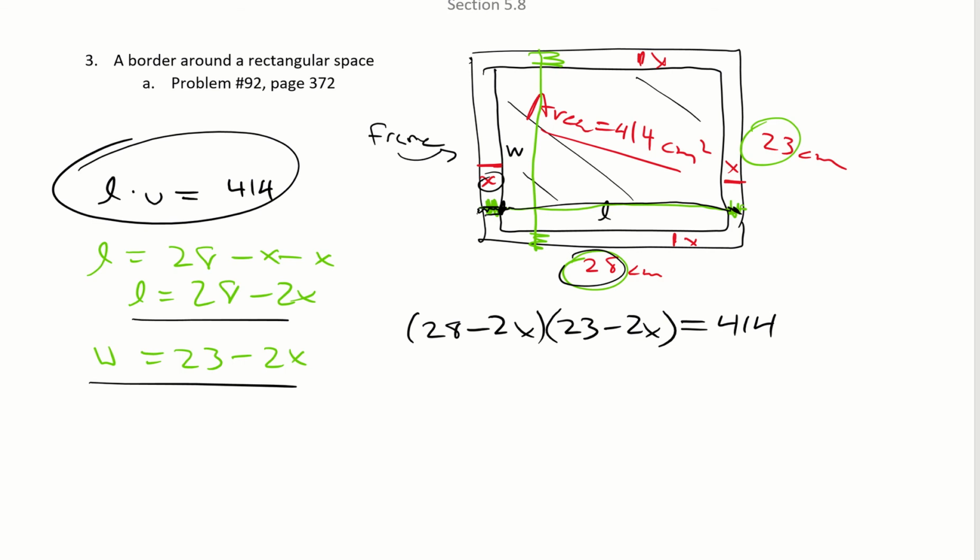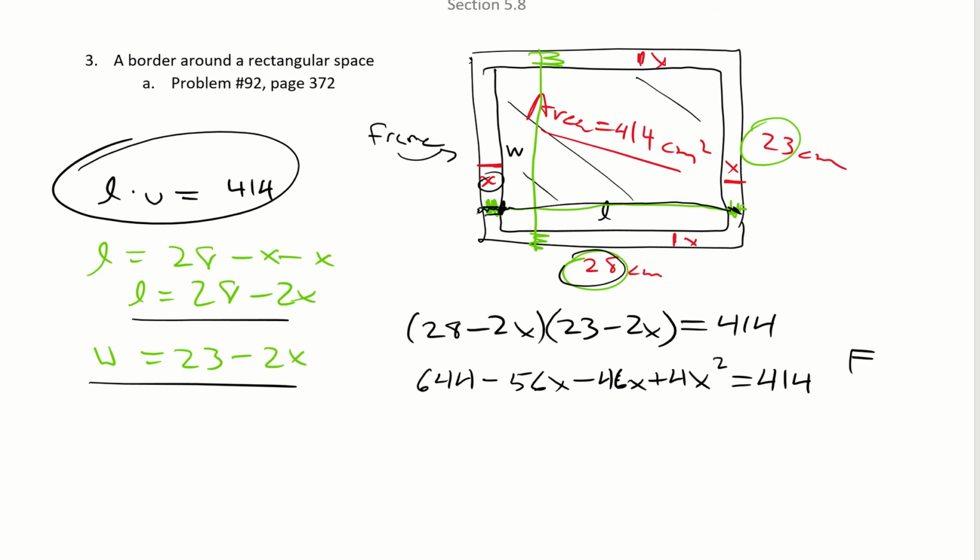So 28 times 23, I whipped out the old calculator for that one and got 644. Then we also have a minus 56x minus 46x, I think it is. Big numbers. And then finally plus 4x squared is equal to 414. All right, we're almost done with this. This is the last problem. Unless you ask me questions online and I'll look at your work or I'll do some others.